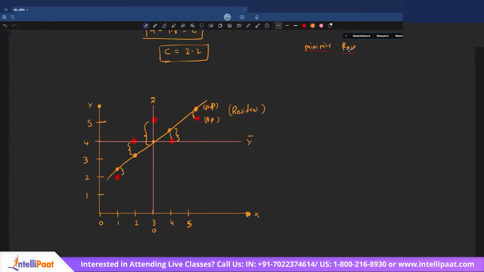Let me explain why this is not simple. Listen to me carefully. I'm going to erase these data points and the line, and I'm going to show you guys an example.